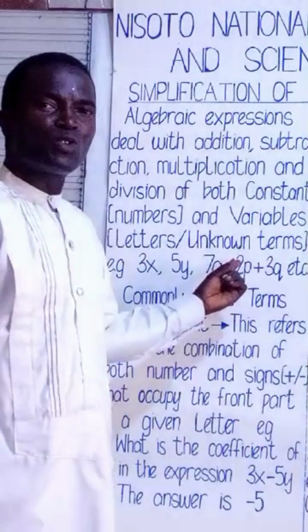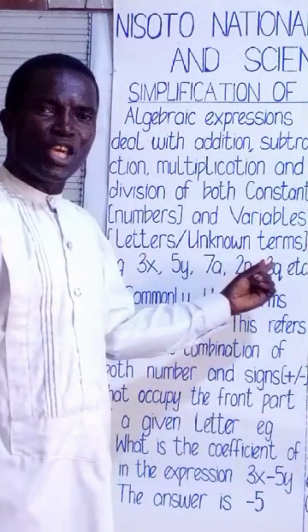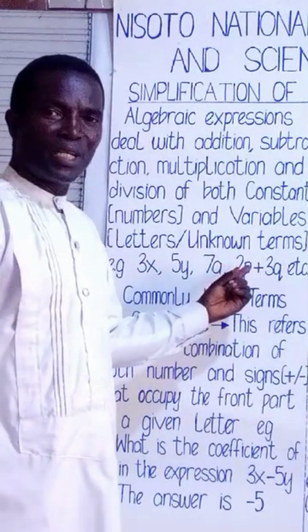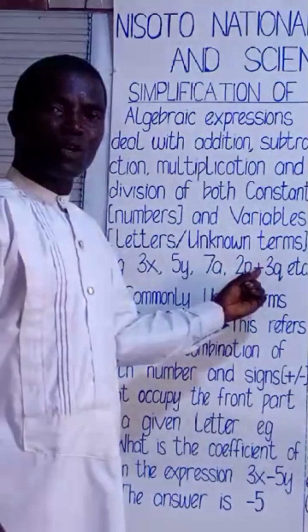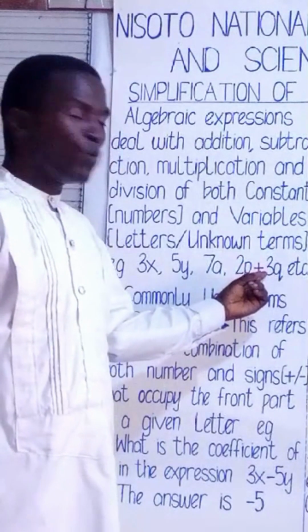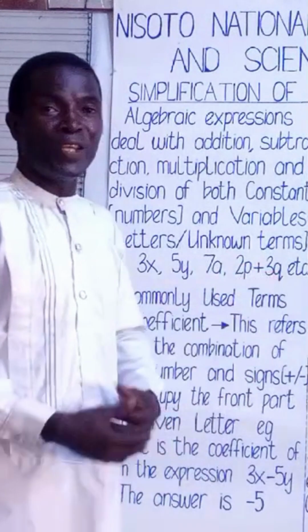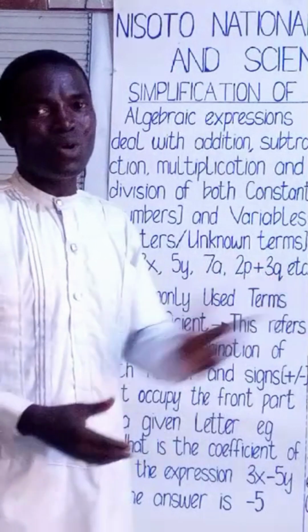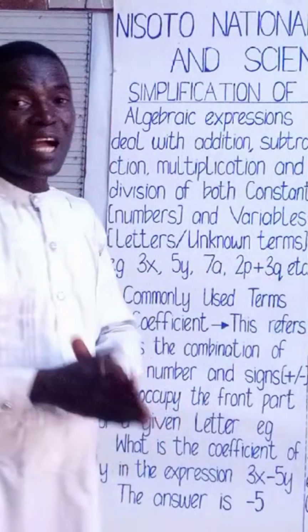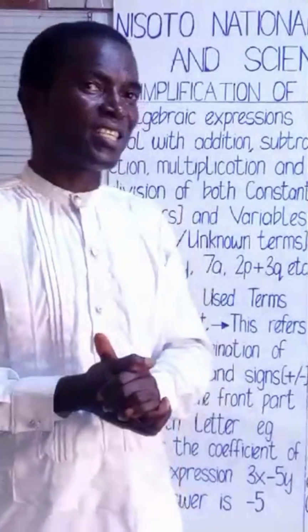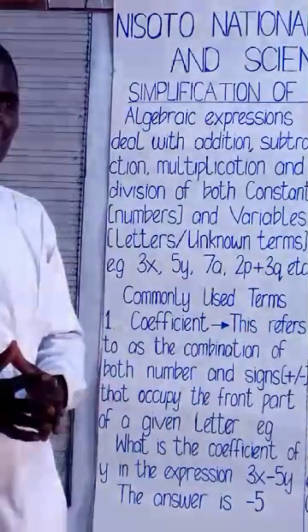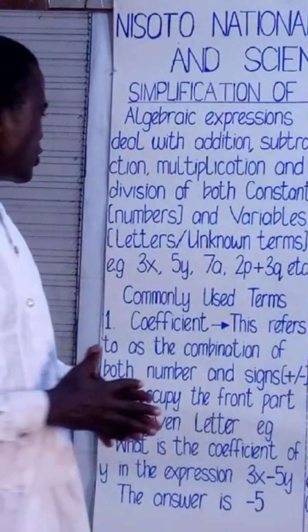Then we equally have 2p plus 3q. 2 is the number, p is the unknown term. Then you have the operator plus. Then you have 3, which is the number, and q the unknown term, and so on and so forth. I discussed with you in the last lesson that there are some terms that are commonly used in algebraic expression.